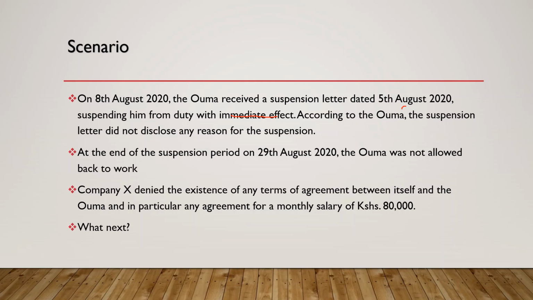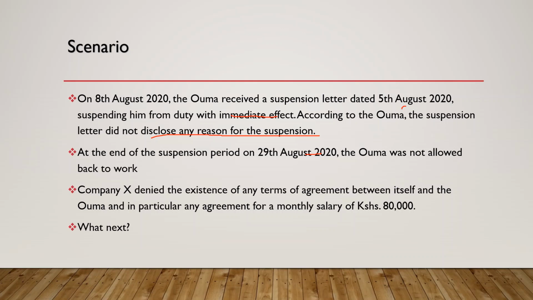Now, according to Ouma, the suspension letter does not disclose any reason for suspension, meaning that you're going home, but we're not giving you a reason why you're going home. So in this particular instance, Ouma actually goes ahead to serve the suspension period, and when this period is over, Ouma actually comes back to work, and company X does not allow him back to work.